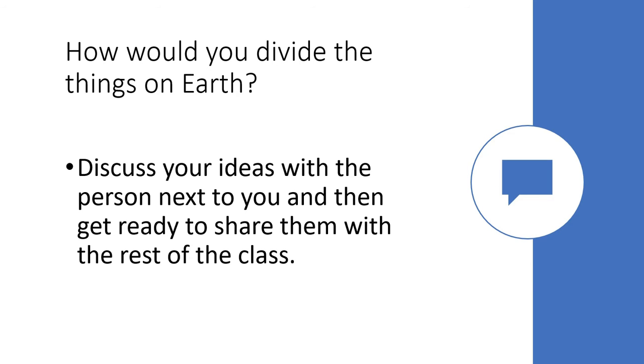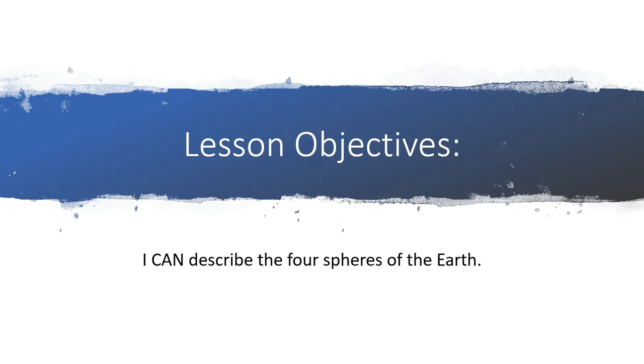Alright, so I'm sure that there are lots of ways that you've come up with that you could divide the things on Earth and organize them. In this course, we're going to start with lesson objectives every time. So these are things that you need to be able to do, hopefully by the end of the lesson, definitely before a quiz or a test. So your objective for today is I can describe the four spheres of the Earth.